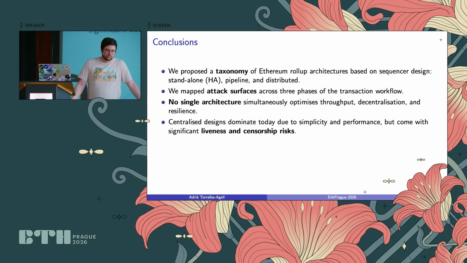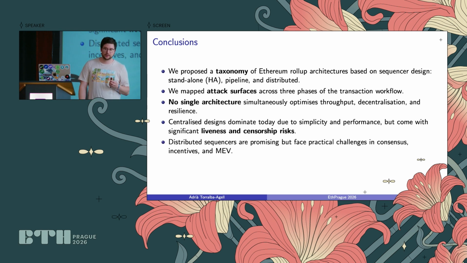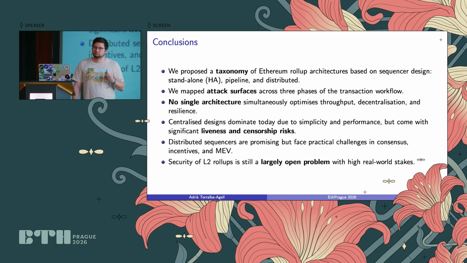We have also found that centralized designs dominate today because they are simple and more performant, but they come at the cost of significant liveness and censorship risks. And we also found that distributed sequencers are promising, but face practical challenges in consensus design, in implementing the correct incentives to promote good behavior, and in MEV. So, security of L2s, and in particular of rollups, is still a largely open problem with high real-world stakes.